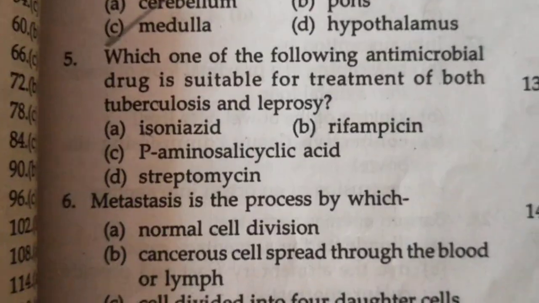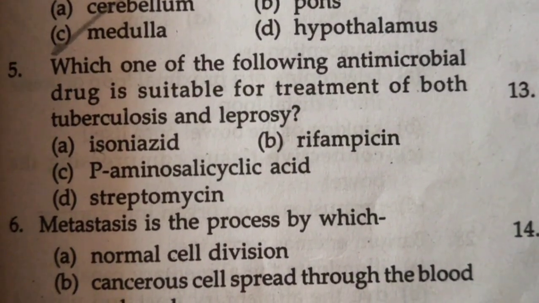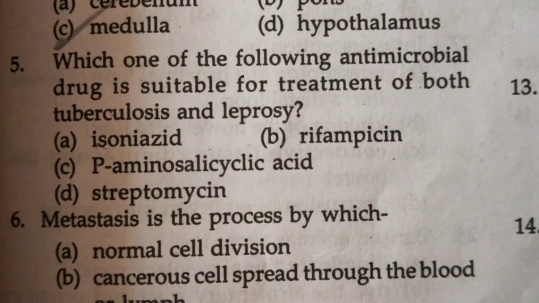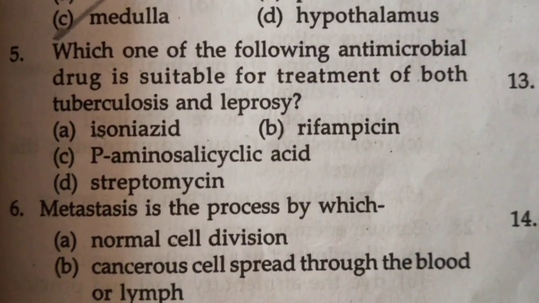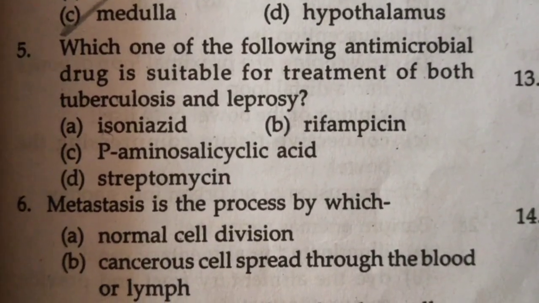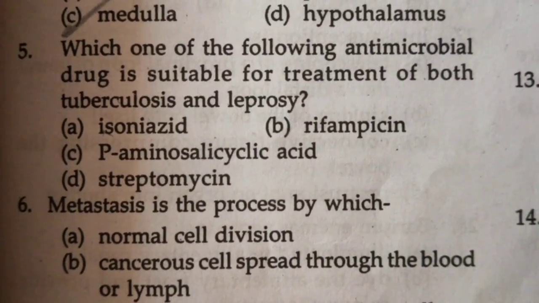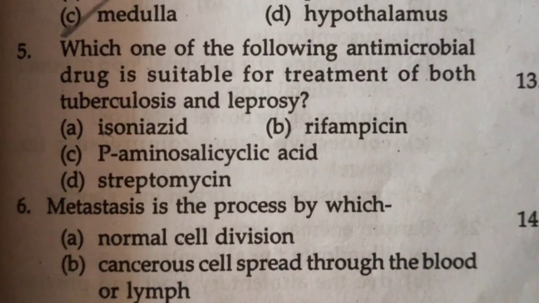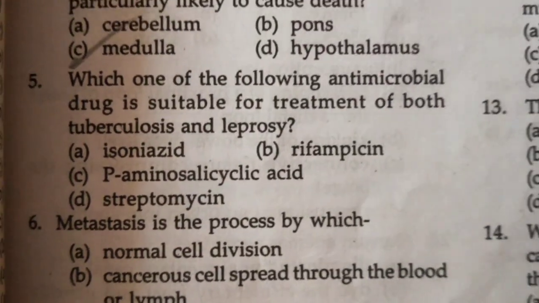Next, fifth question. Which of the following antimicrobial drugs is suitable for treatment of both tuberculosis and leprosy? Option A, isoniazid; option B, rifampicin; option C, para-amino-salicylic acid; option D, streptomycin. The right answer is option B. Rifampicin is the treatment for both tuberculosis and leprosy.